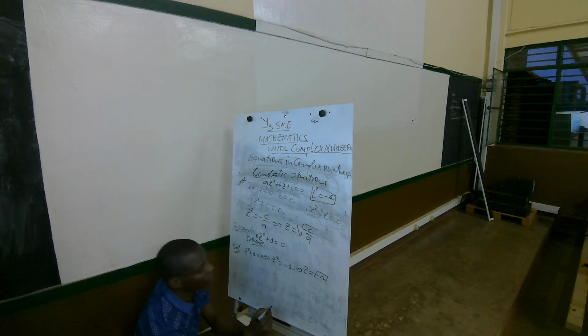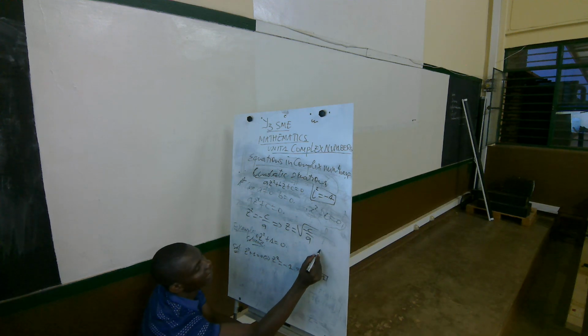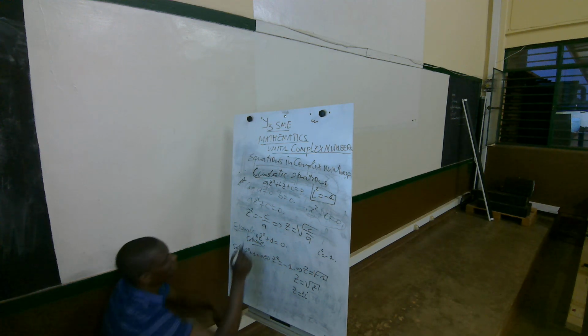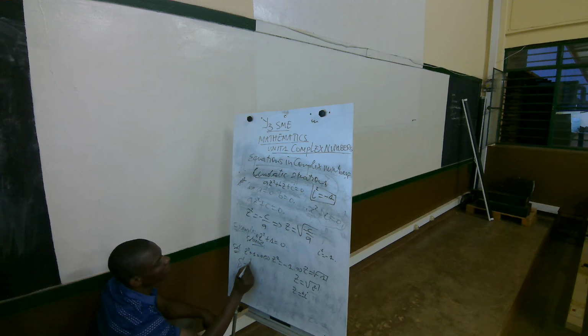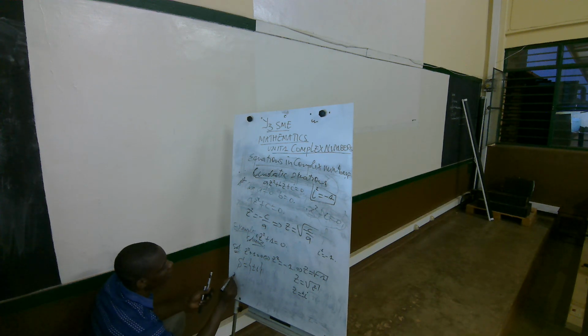The square root of negative 1 in the set of all real numbers is not possible, but we know that i squared is equal to negative 1. It means that z is equal to the square root of i squared, so z will be equal to plus or minus i. The solution for this equation is plus or minus i. That's the first equation.